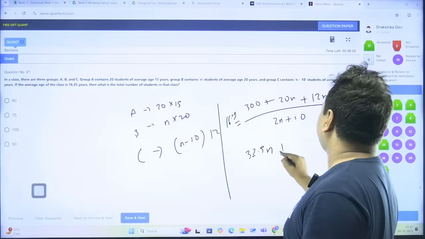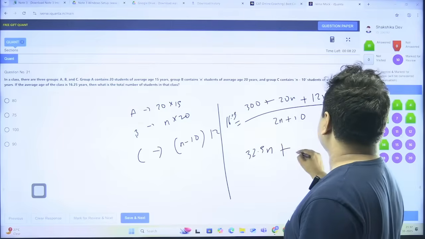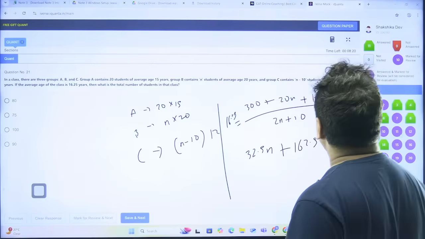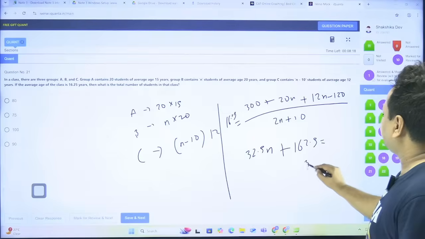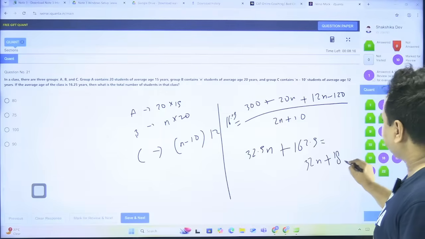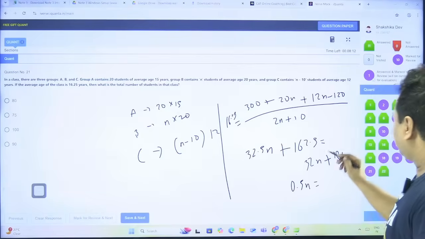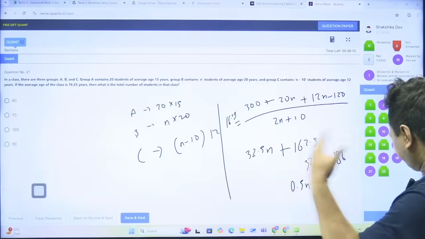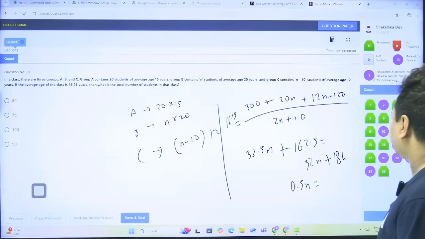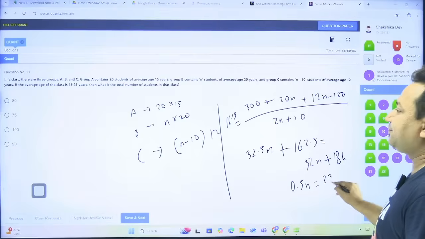32.5n plus 162.5, that is 32n plus 180 is what I have. 32, okay, 0.5n, brilliant. 23.5 is what I have.